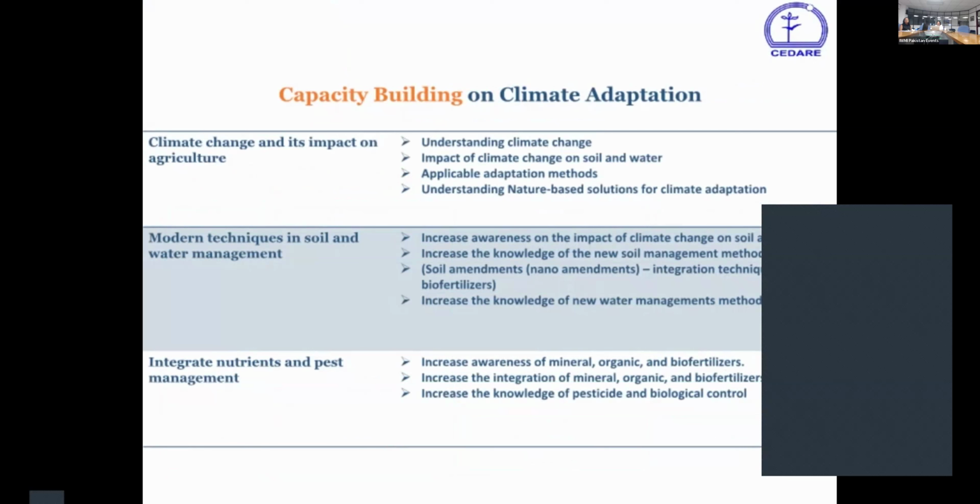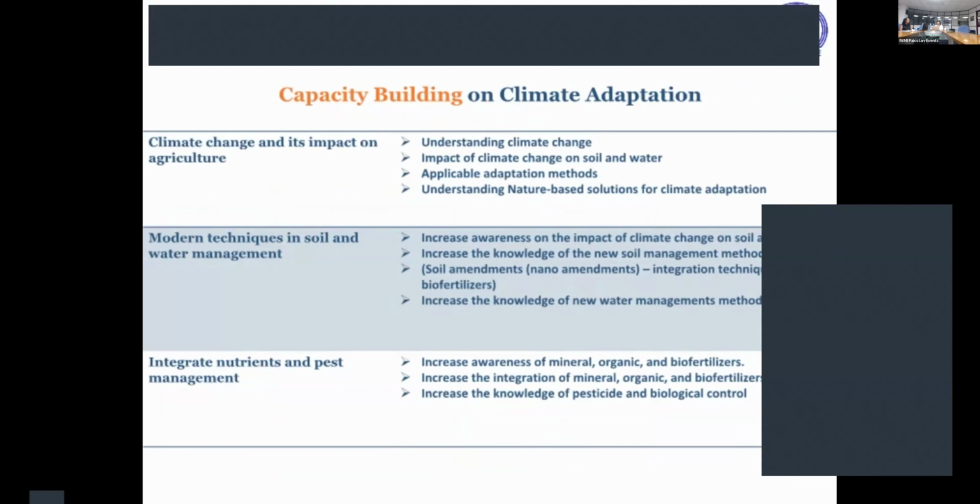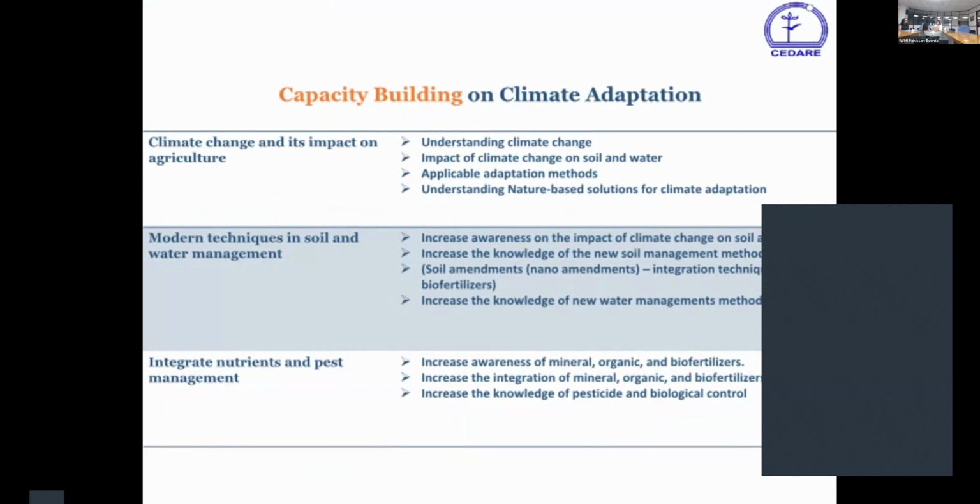The proposed topics on climate change and its impact on agriculture, modern techniques on soil and water management, and integrating nutrients and pest management will be presented to farmers, representatives of civil society organizations, community-based organizations, CBOs, and extension engineers.